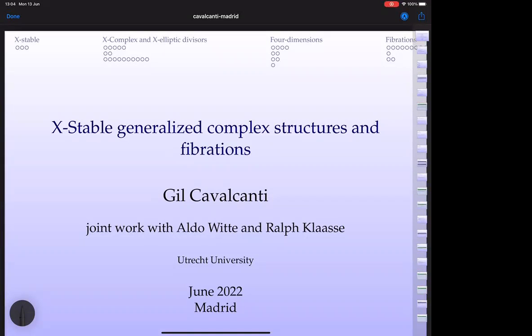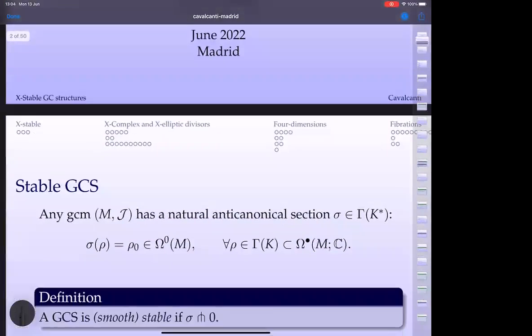Thanks for the invitation. I'll talk about stable generalized complex structures and vibrations. So let me just get on with it.